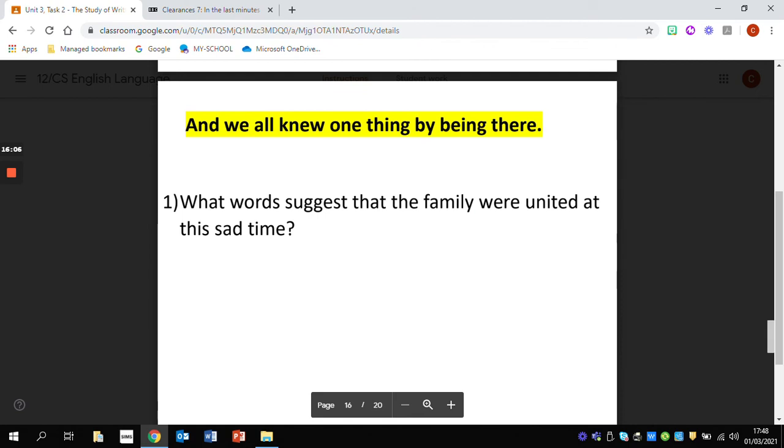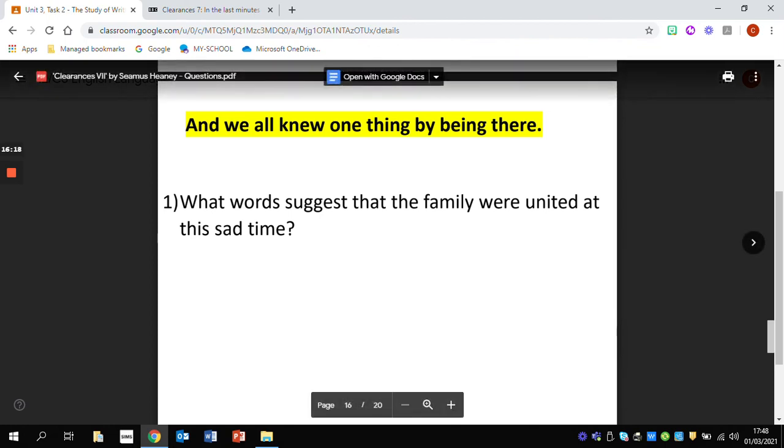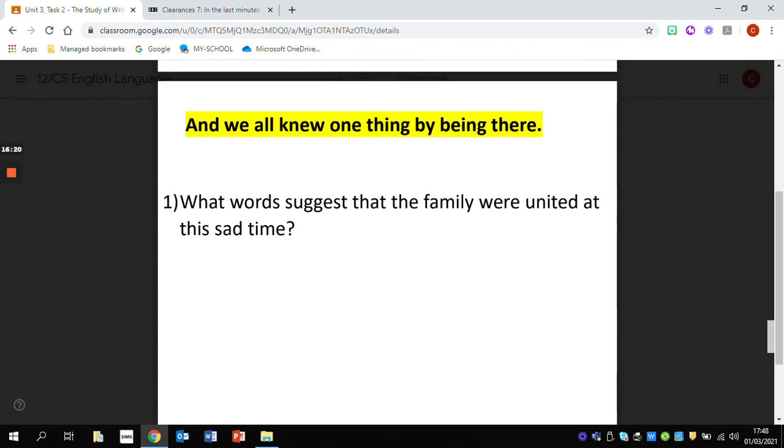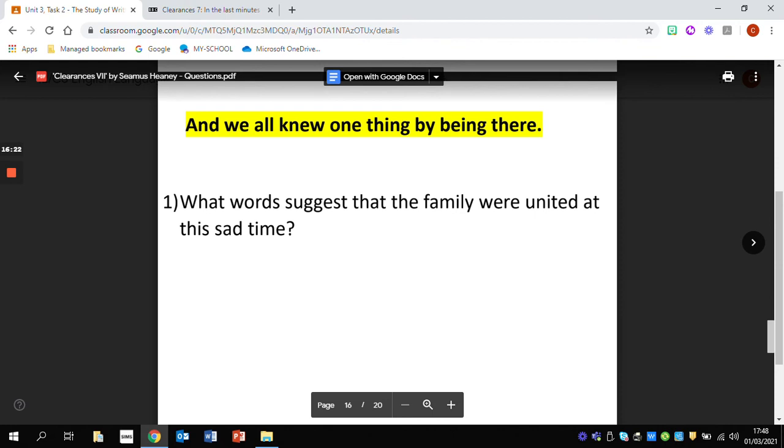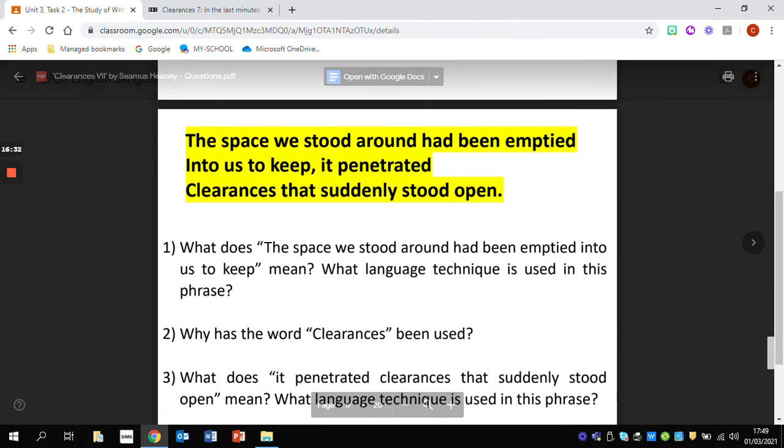And we all knew one thing by being there, okay? So they are now united in this sad time, and what words suggest that we're united is we all knew. So we all, that we're together, all knew one thing by being there. Okay, this togetherness in this line of the family being united.